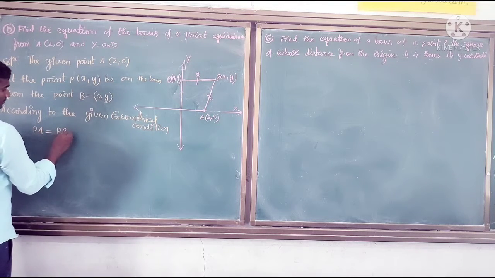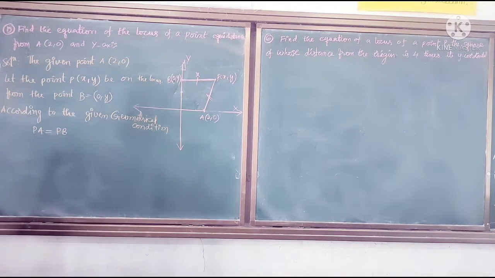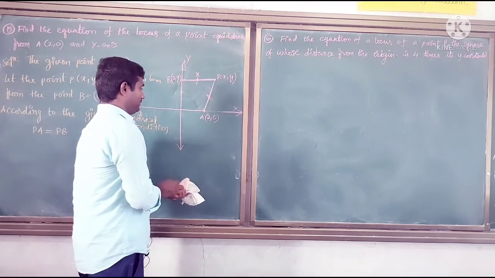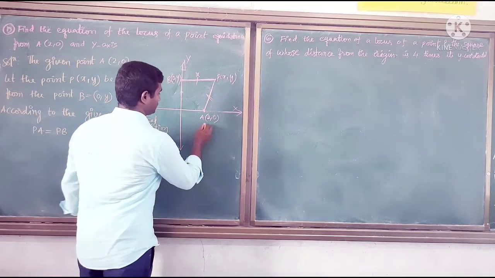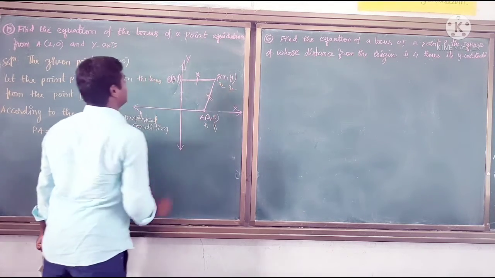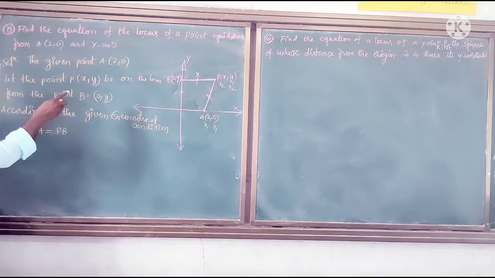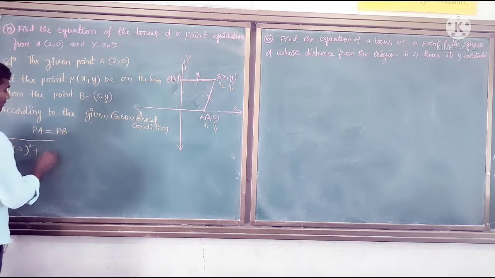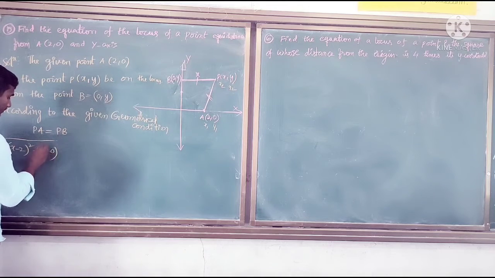PA equal to PB. So now PA is how much? Now this is x1, y1. This is x2, y2. Okay. So PA, that is square root of x minus 2 whole square plus y minus 0 whole square.